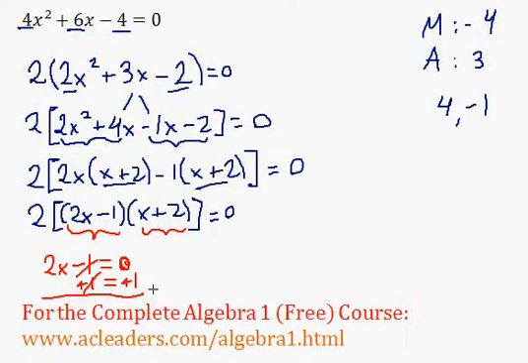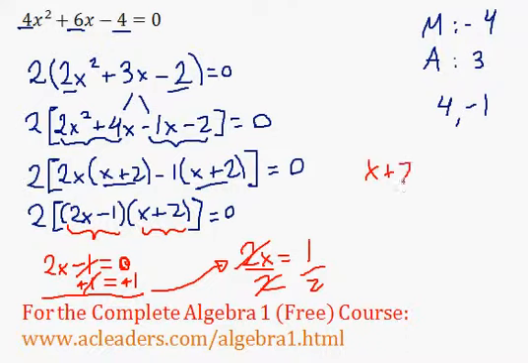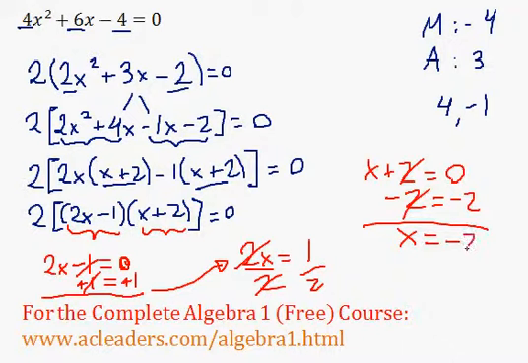So let me actually just continue over here though. 2x is going to be equal to 1. You can divide both sides by 2. And x is half. Over on this side, x plus 2 is equal to 0. I can subtract 2 from both sides of the equation. So x is just equal to negative 2.